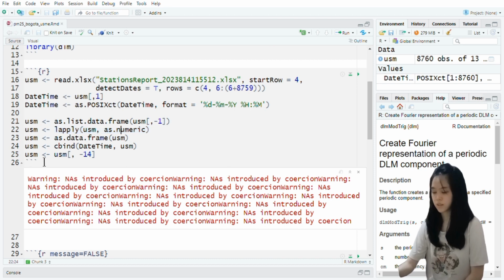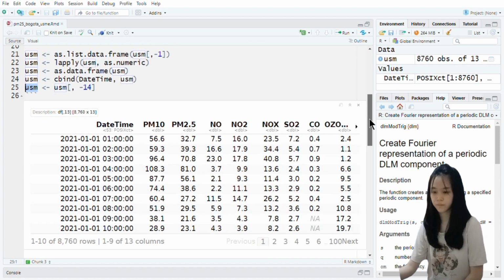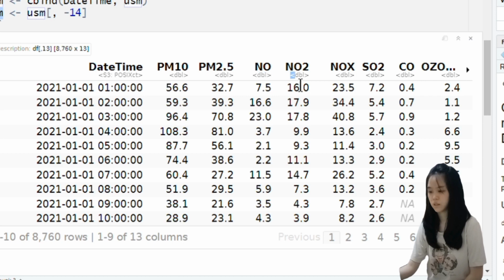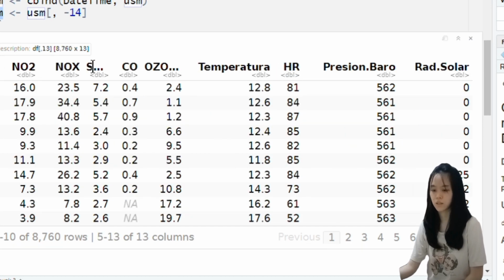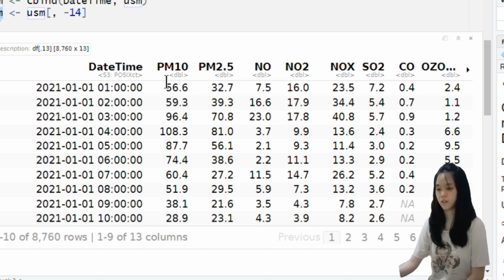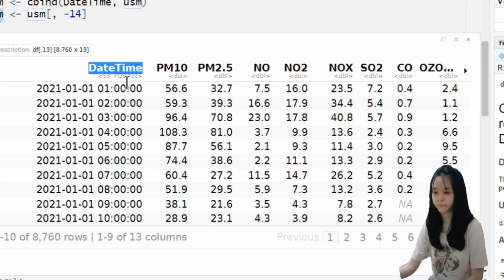Okay, now let's see the clean data. The data has 8760 values, just as you have seen on the website. The class of the columns has changed, and we have only 13 columns now instead of 14 because we have removed one. And also the datetime column has changed from X1 to datetime.